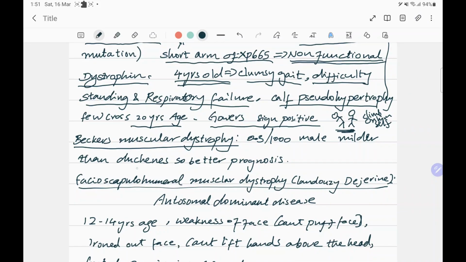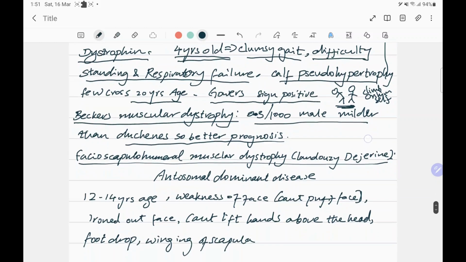And then we have Becker's muscular dystrophy. This happens in 0.3 in 1,000 male births, so 3 in 10,000 male births, and it's milder than Duchenne. So they do have a better prognosis.